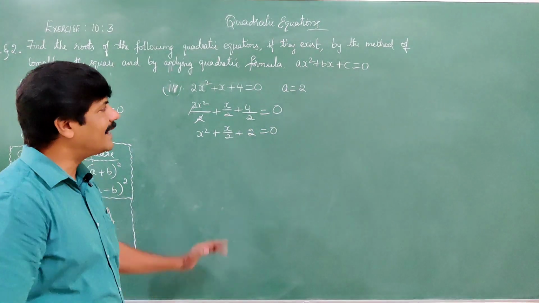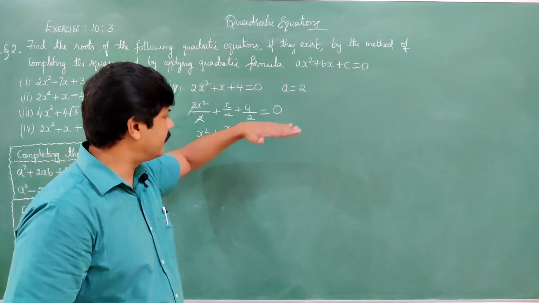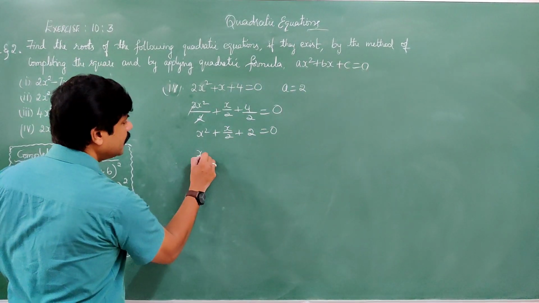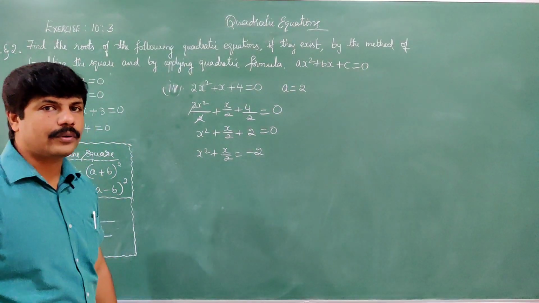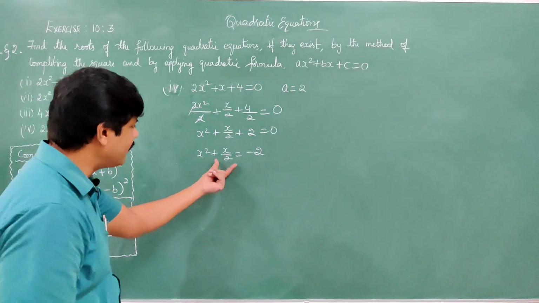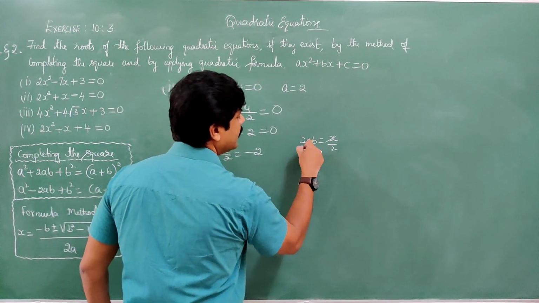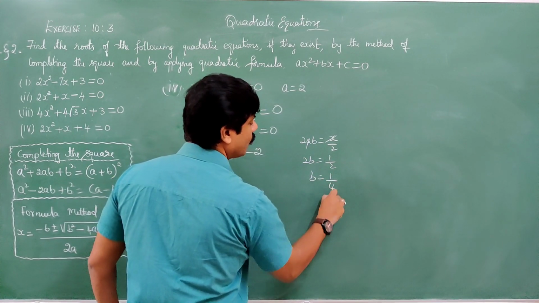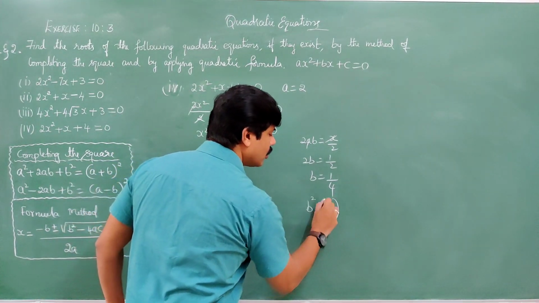We divided throughout by the x square coefficient. Transfer plus 2 to the other side: x square plus x by 2 is equal to minus 2. Now it is in the form a square plus 2ab. Where is b square? Find it from this. 2ab is x by 2, where x and a are one and the same, so 2b is equal to 1 by 2, and b is equal to 1 by 4. We have b square equal to 1 by 4 whole square.